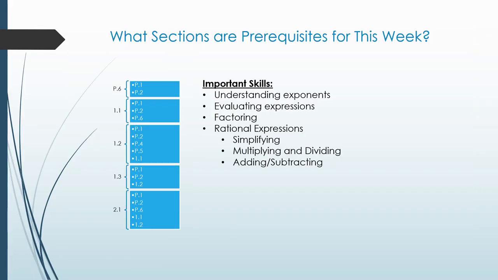So I like to always connect back to previous material so you can see what sections are needed or how they all tie together. So I have mapped up each of the sections here and which sections that we've covered so far are used in those sections. So that gives you an idea of if you're struggling in, say, section 1.3, where you might want to go back and review. Some of the most important skills from week 1 that you're going to be using again this week are understanding exponents, evaluating expressions, factoring, and working with rational expressions. You're going to be simplifying, multiplying, dividing, adding, and subtracting rational expressions this week.